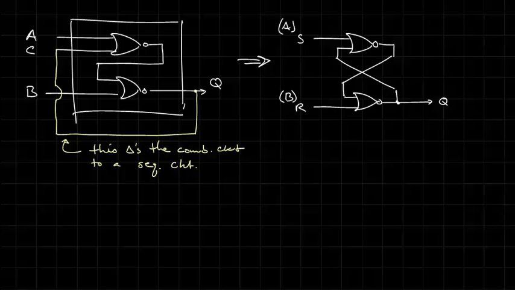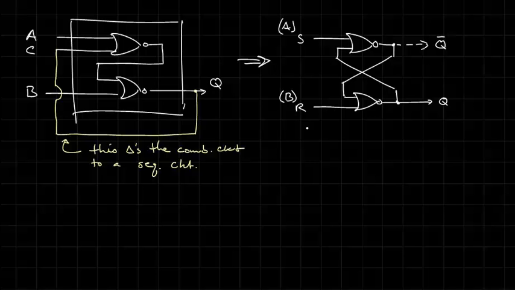There's this symmetry about the circuit that is now apparent, and I'm going to call this, although I don't have to define this one, it's useful, call it Q bar, and we can leave that off for now. You can still think of this as having two inputs, A and B, or S and R, and one output Q.